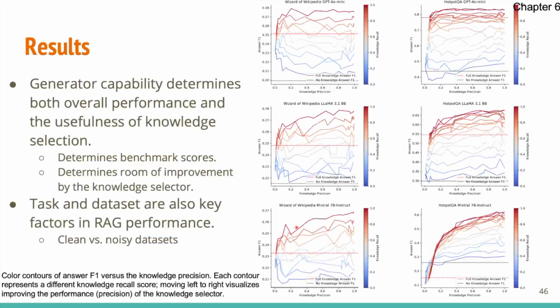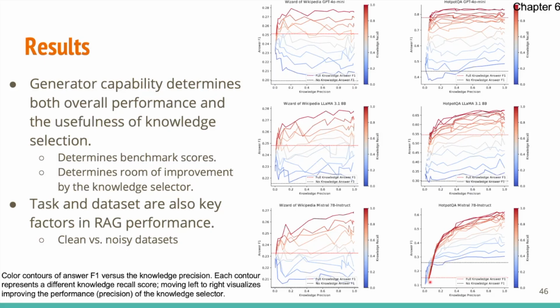And further, these figures are the color contours of the RAG generation answer F1 versus the knowledge precision. So, generation F1 versus the knowledge precision scores. Each contour represents a different knowledge recall score. And moving from left to right visualizes improving the precision score of the knowledge selector.